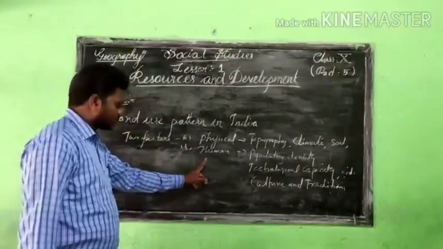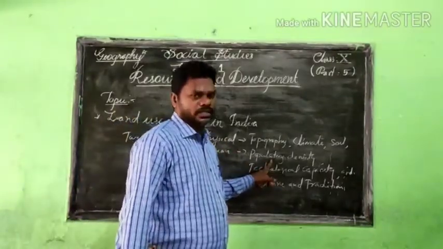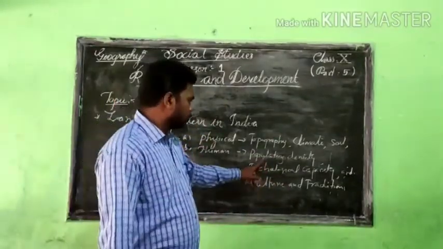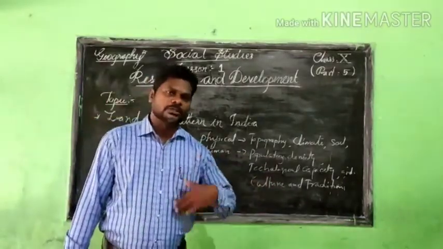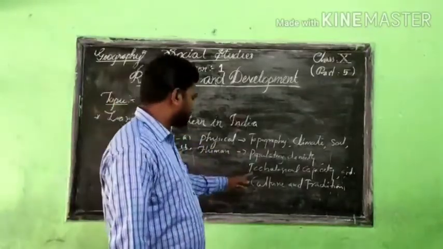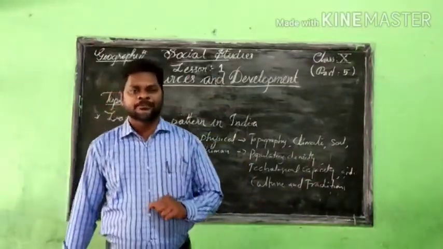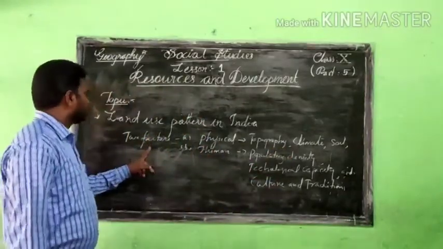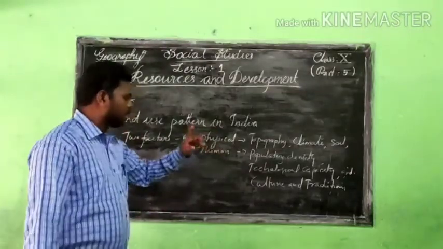And the second factor is called human. Among the human factors, we can understand the population density. In 1 square kilometer, how many people are living there? That's the density of the population. Then the technical capacity: for doing agriculture or using the land, we must have some technical capacity, and that is also related to the human. And also the culture and tradition. The people's culture and tradition all come under the human factors. So for land use pattern in India, mainly two different factors are there: physical and human factors.